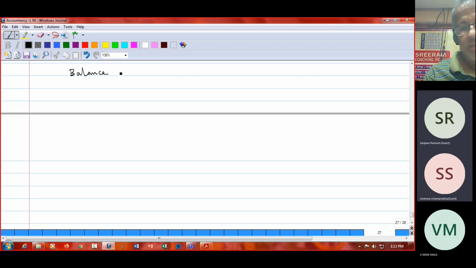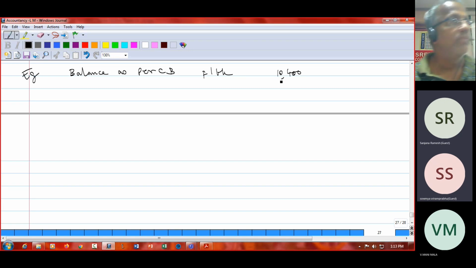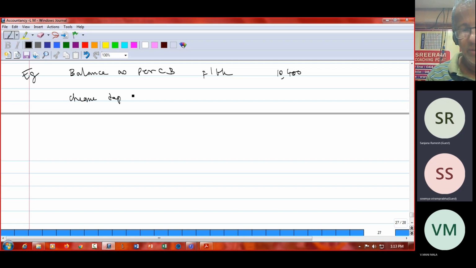Balance as per cash book. I am taking an example. Balance as per cash book. Unless otherwise stated, we will normally take it as favorable: 10,400. In that, check deposited but not credited: rupees 2,000. Now let us take up this as an example.